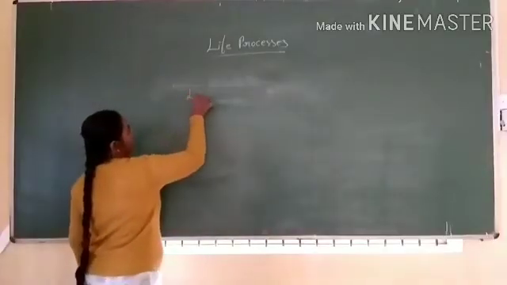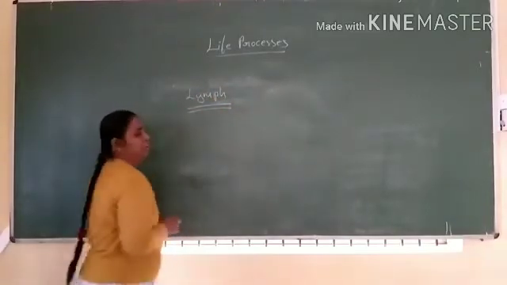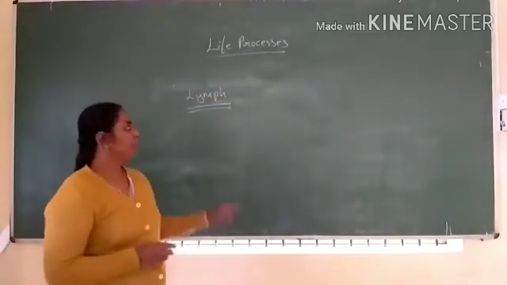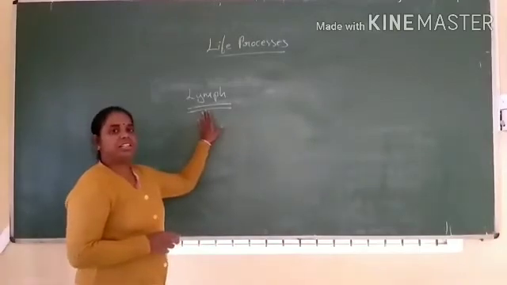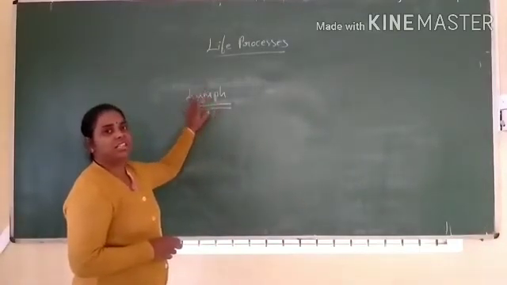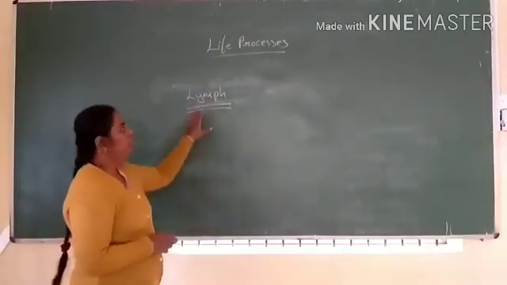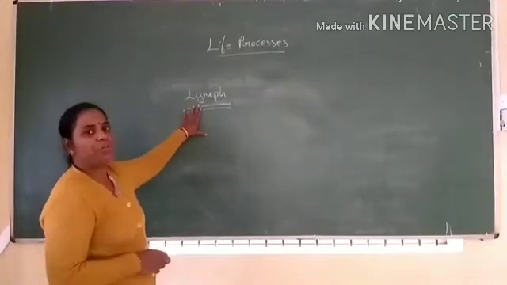Now we will study about the lymph. Lymph is also a fluid tissue which is present in the human body. Lymph is colorless. It is similar to the blood itself, but it is colorless. And lymph is formed by the blood itself. At what time is the lymph produced from the blood?